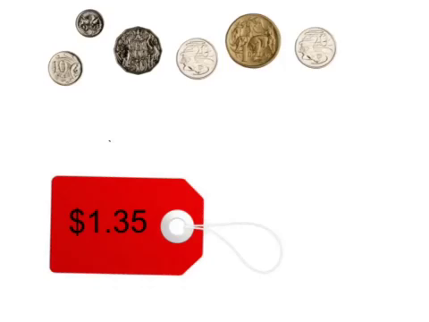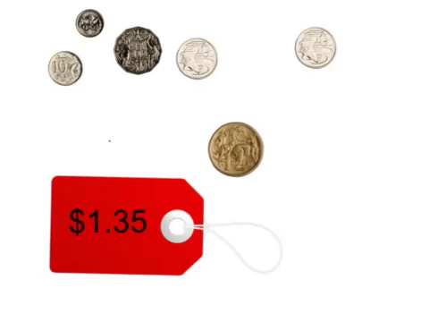Okay, now we've got $1.35 on the price tag. How are we going to make that up? Well, the quickest and easiest way to do that is to do this. Check it out. Here we go. $1. And then we have to make up the 35 cents because we have the point there. See the point? We have to do the 35 cents.